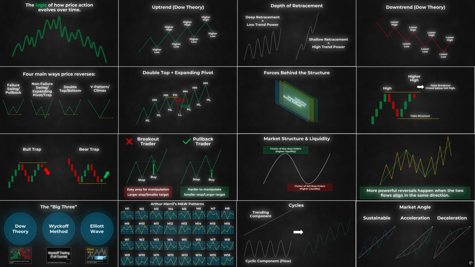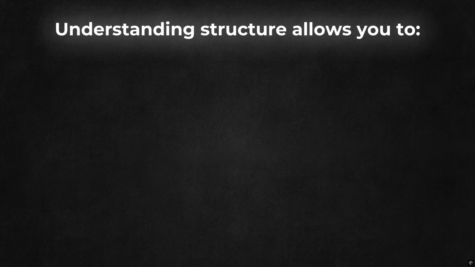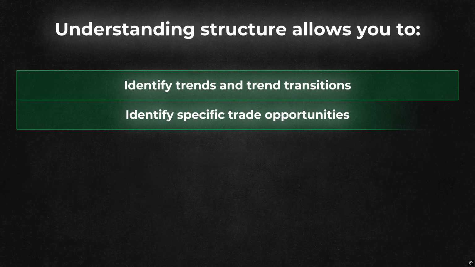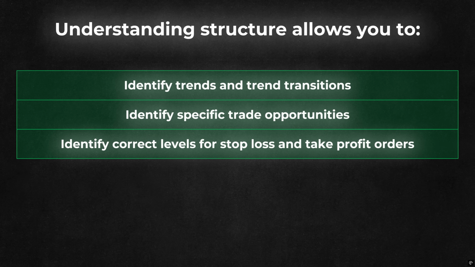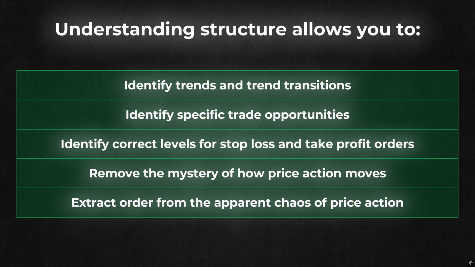Market structure is simply the logic of how price action evolves over time. Understanding precisely how market structure works allows you to identify trends and trend transitions more easily, identify specific trade opportunities that appear in different market scenarios, identify the correct levels to place stop loss and take profit orders, remove the mystery of how price action moves, and extract order from the apparent chaos of price action. No matter which strategy or approach you use, the knowledge of market structure will help you immensely.